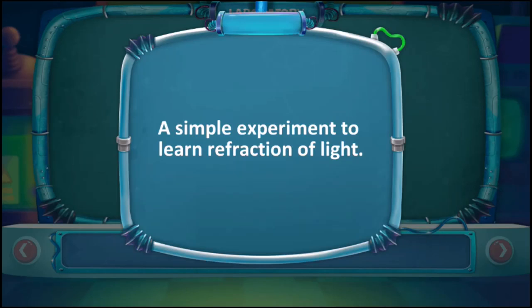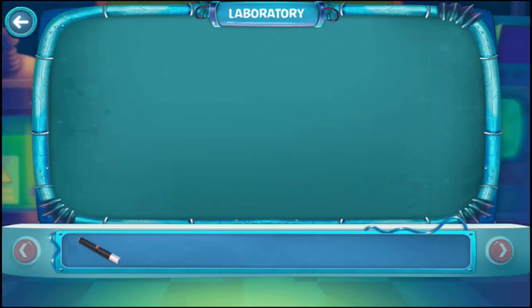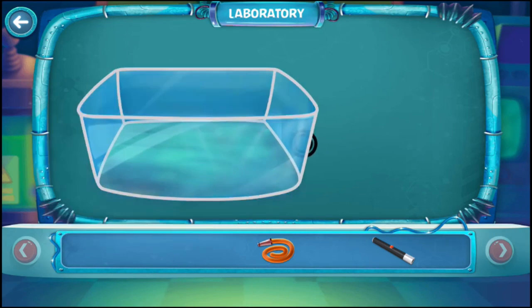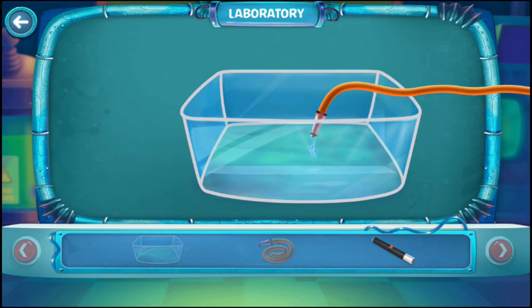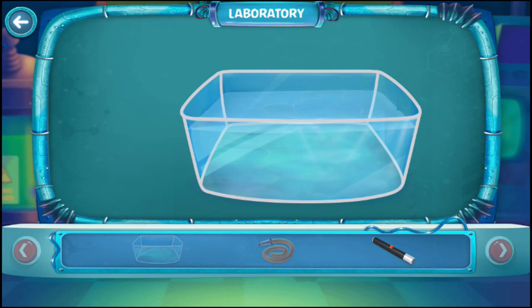A simple experiment to learn refraction of light. Take a transparent water tub. Fill it with clear water. Now take a laser beam light, point it to the water from one edge of the tub.